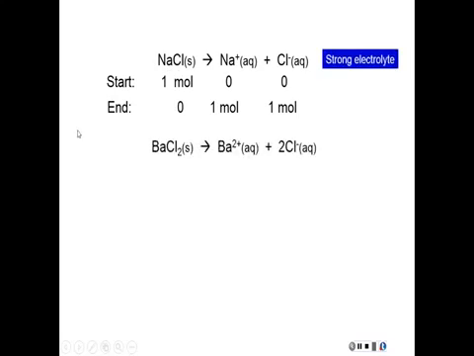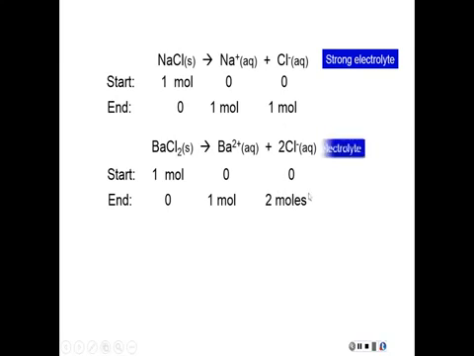Let's take a look at this one, barium chloride, which also breaks up very strongly. Now, if I have 1 mole of barium chloride in the beginning, at the end, look at the ratio now. You notice that I get 2 moles of chloride? I can get that from my equation. So if you're comparing barium chloride to sodium chloride, mole to mole, barium chloride produces more moles of ions than sodium chloride. This would also be a stronger electrolyte because it produces more ions.